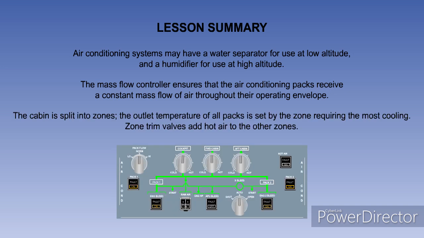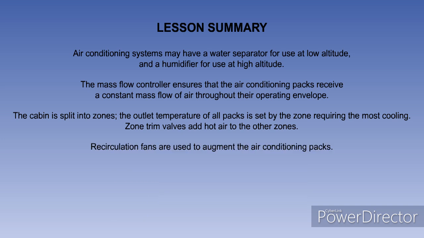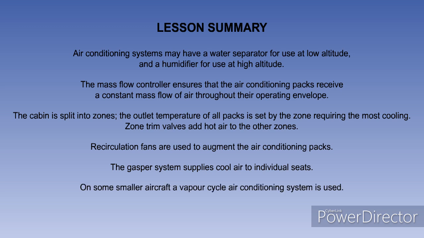You should know that the cabin is split into a number of zones, and that the outlet temperature of all packs is set by the zone requiring the most cooling. Zone trim valves add hot air to the other zones to satisfy their requirements. Recirculation fans are used to augment the air conditioning packs, and the Gasper system supplies cool air to individual seats. Finally, you should have learned that on some smaller aircraft, a vapor cycle air conditioning system is used.